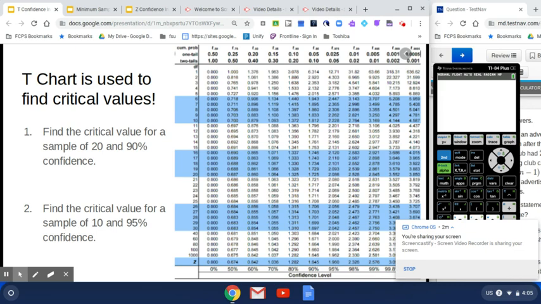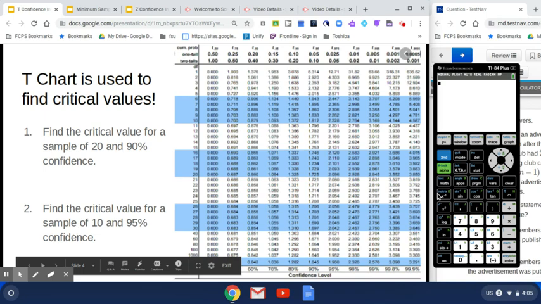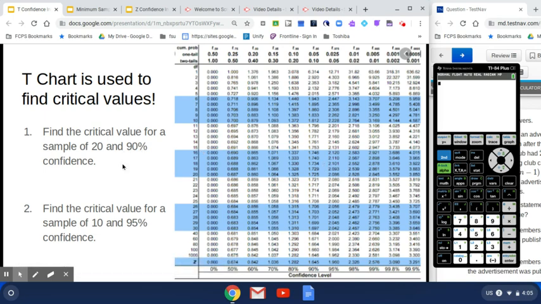All right, so the first thing we're going to have to do is find critical values. So we found critical values on the z-chart for when the population standard deviation was given. But since we're not going to be given the population standard deviation, we're going to be given the sample standard deviation. That is when we're going to use the t-chart. Okay, so this first one we're going to go ahead and look at together. We're finding the critical value for a sample of 20 and 90% confidence.